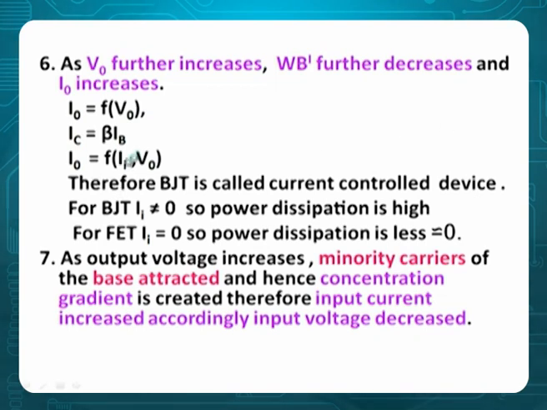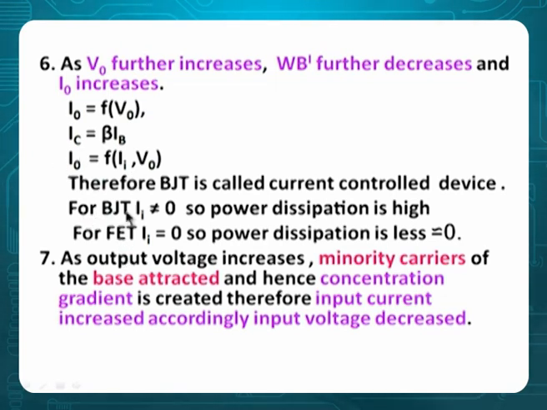Look at this point here. This is input current, output voltage. But control is generally from input. That's why this current is controlling output. That's why it's called a current control device.